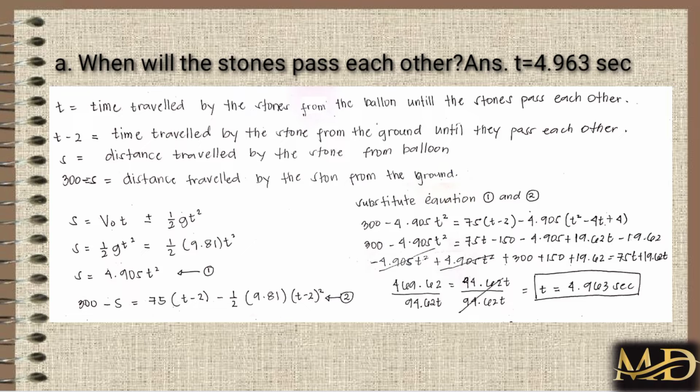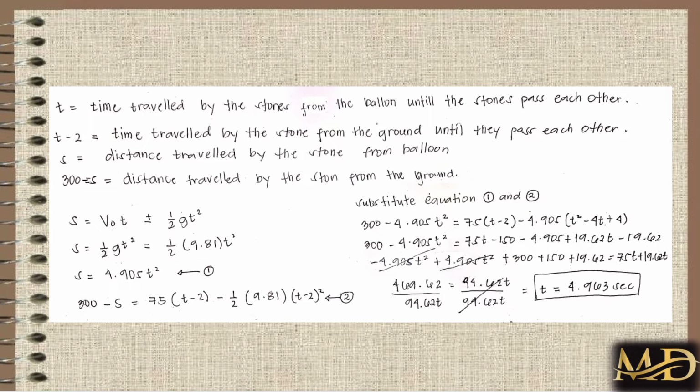So let's cancel the negative 4.905 t squared and 4.905 t squared. So the result will be 469.62 is equal to 94.62t. So let's divide both sides by 94.62. So the result will be t is equal to 4.963 seconds.